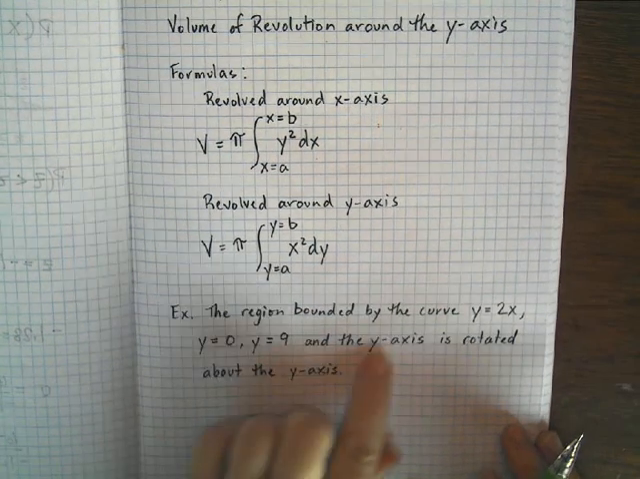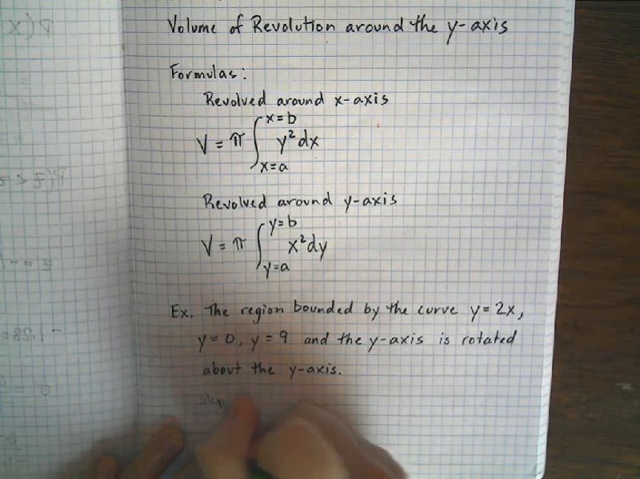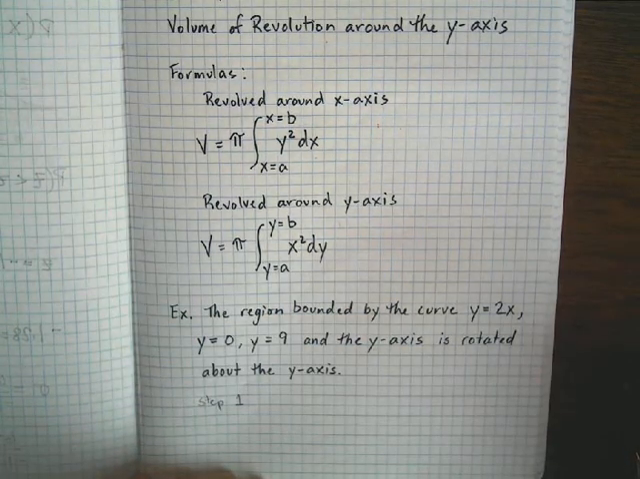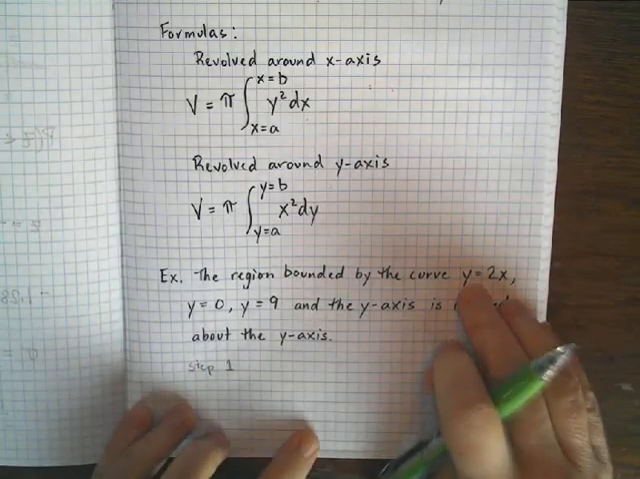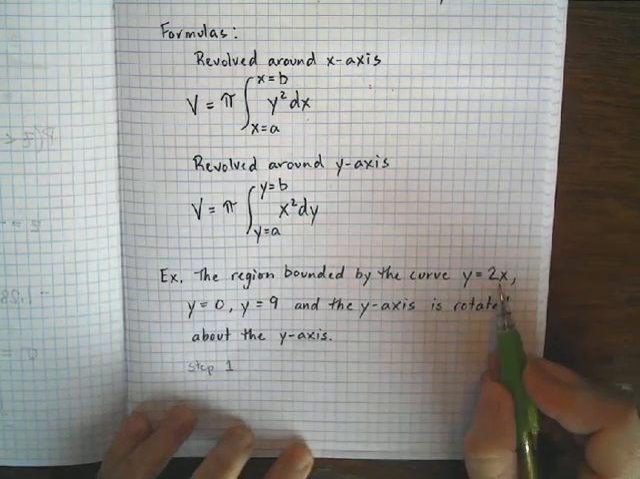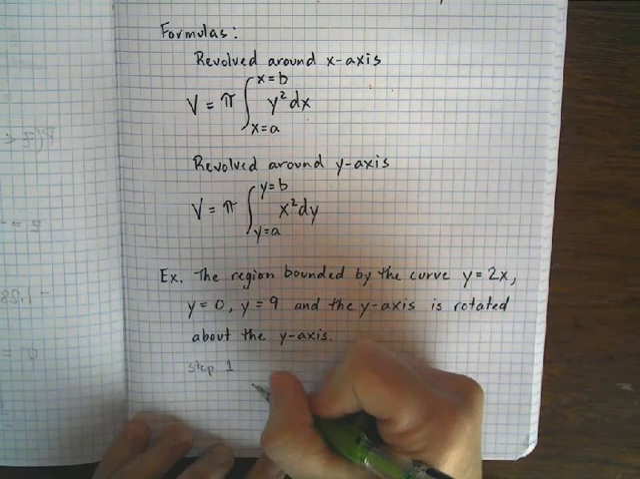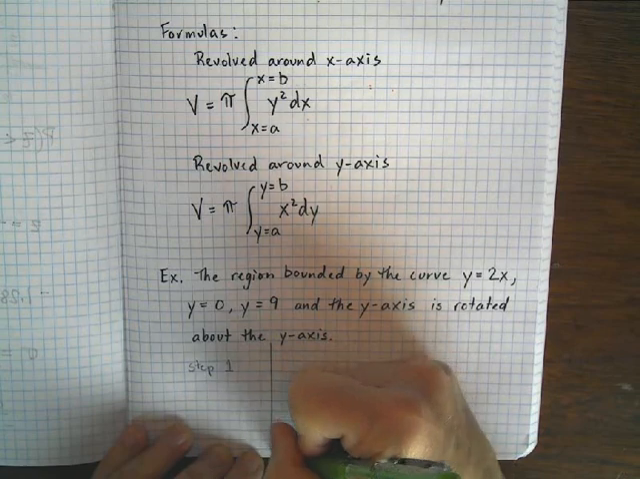Okay, so the first thing you should do, step 1, is sketch the graph, whether that means putting it into your graphing calculator to see how it looks or actually graphing it yourself. This one's pretty simple, so I'm going to go ahead and just graph it myself. So what does this look like if y equals 2x from 0 to 9? I suppose I don't have to count by ones, but I'm going to.